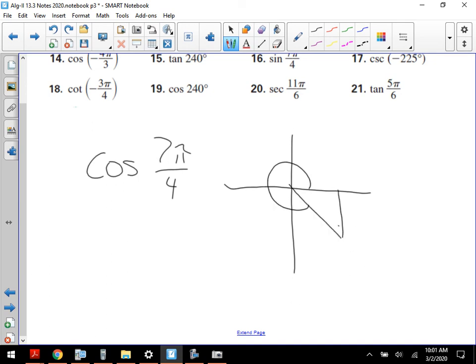My reference angle is pi over 2. I'm sorry, pi over 4, excuse me. So 45, 45, 90. That means my adjacent is 1, my opposite is negative 1, my hypotenuse is the root 2. Cosine is adjacent over hypotenuse. What's cosine of 7 pi over 4? 1 over root 2, but we write it as root 2 over 2.